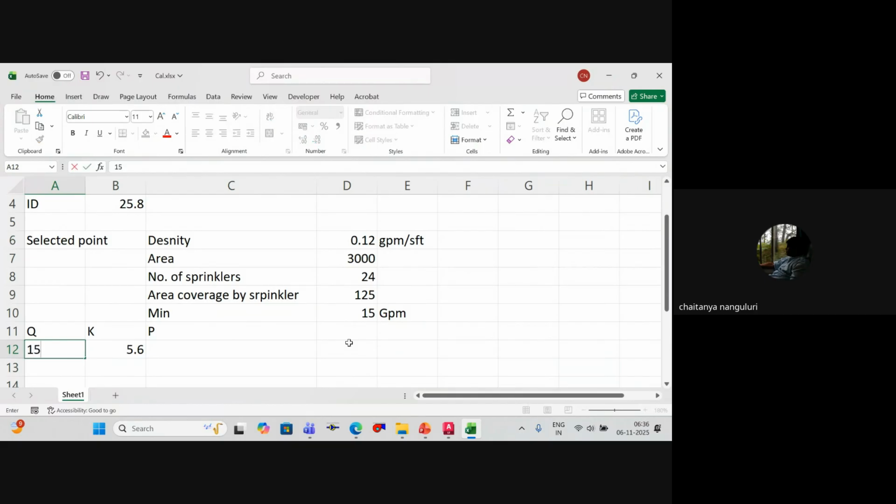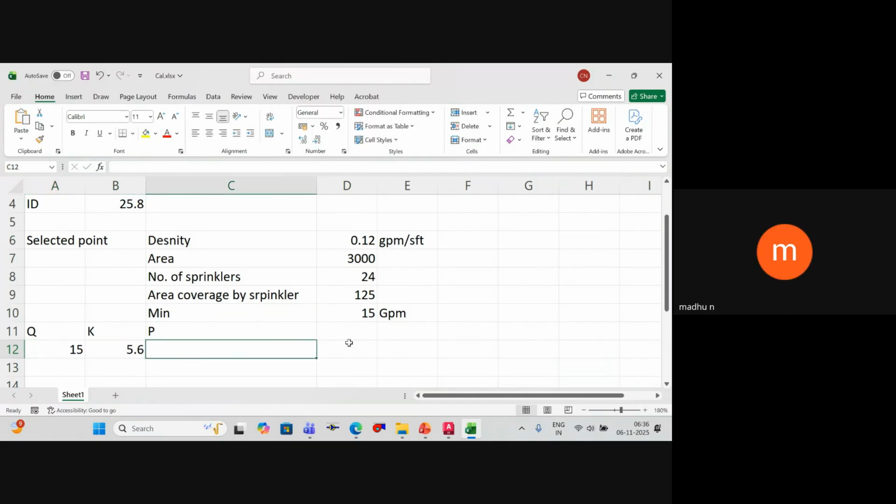Here, Q I already know is a minimum of 15 GPM. Now, don't you think you have to calculate the P value over here? Q is equal to K root P, so obviously P is equal to Q by K whole square. So that is 7.17. Sorry, it's not 15 psi. I require 7 psi if I'm not wrong, the minimum pressure that we require.